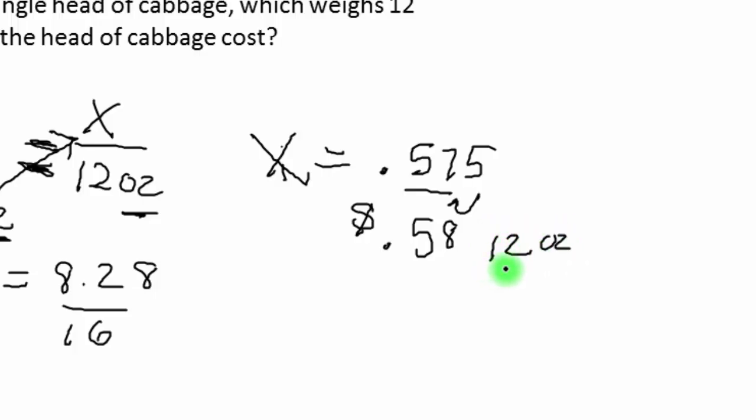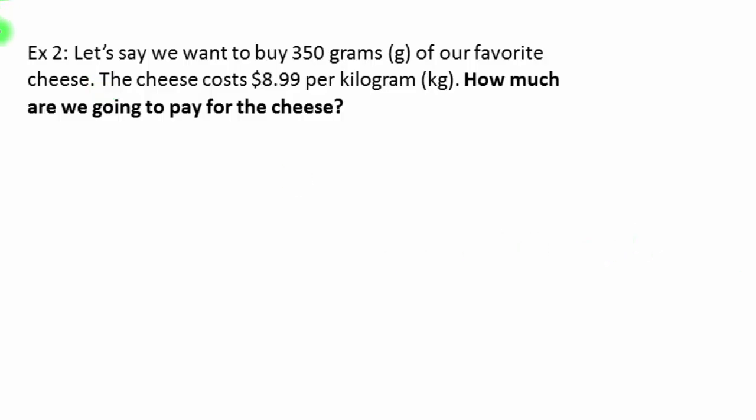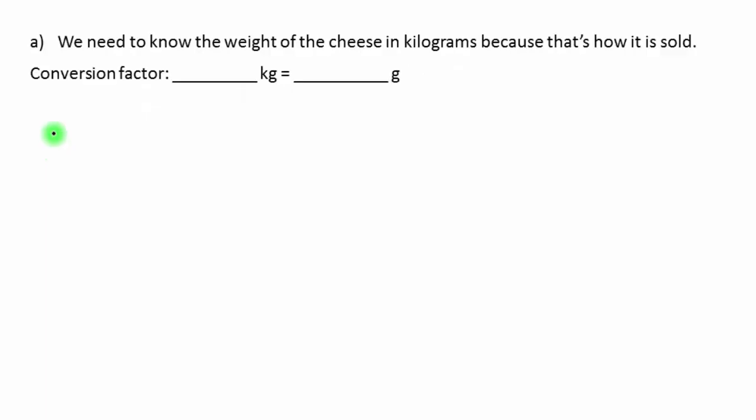In example 2, now we want to buy 350 grams of our favorite cheese. The cheese costs $8.99 per kilogram. How much are we going to pay for the cheese? First thing we need to know is that the cost of the cheese and what we're buying are in different units. So we need to be able to do a small conversion here.